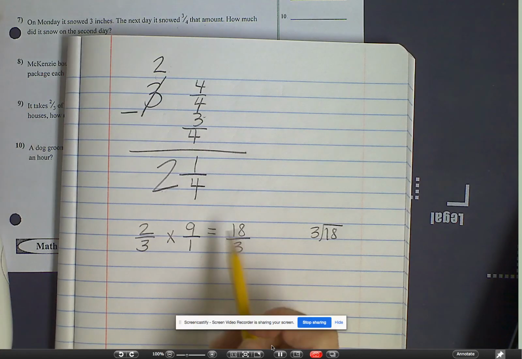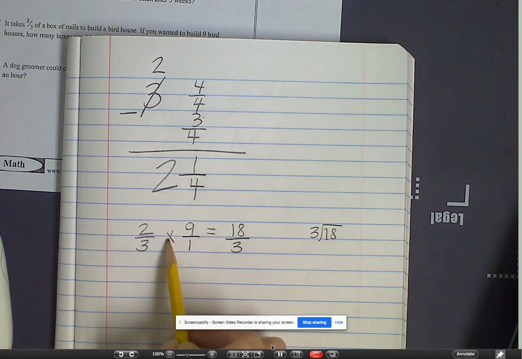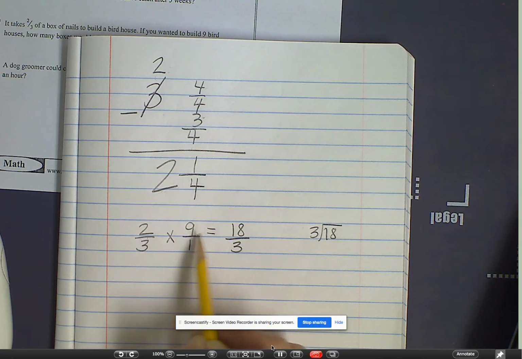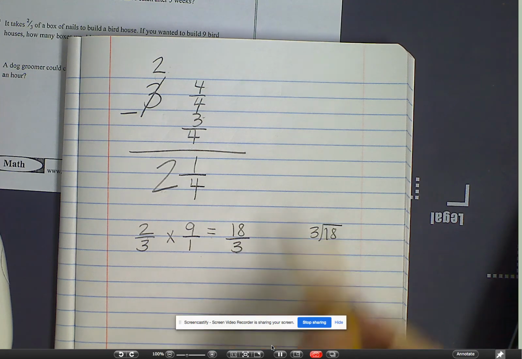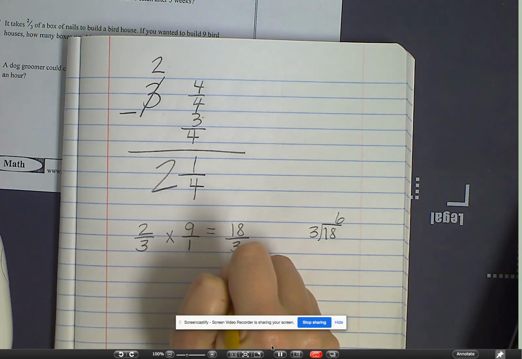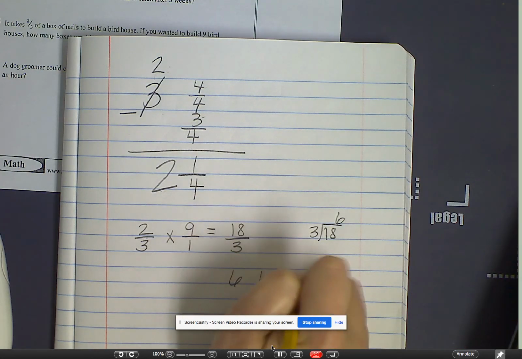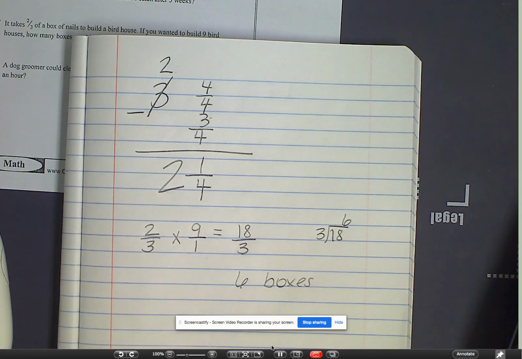So what it said is every birdhouse I'm going to make is 2/3 of a box. I'm going to try to make 9 of these birdhouses. So that's just 9 over 1 times 2/3, which equals 18 over 3. So then I can't leave that as an improper fraction. So 3 goes into 18 6 times. So it's going to take me 6 boxes of nails to complete my 9 birdhouses. Okay, so for number 9, the answer is 6.